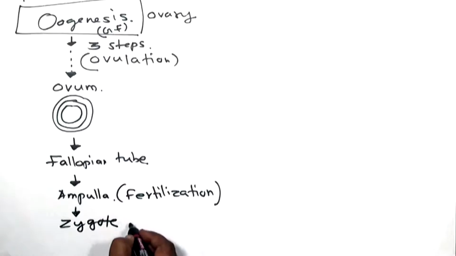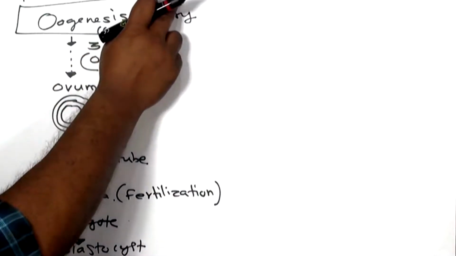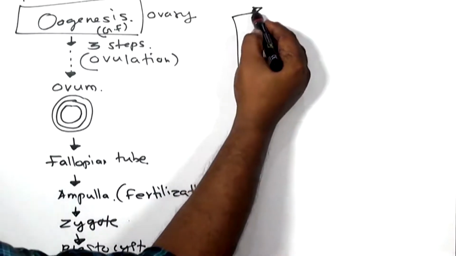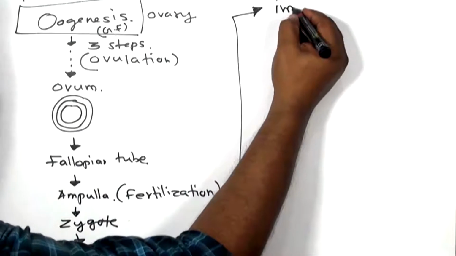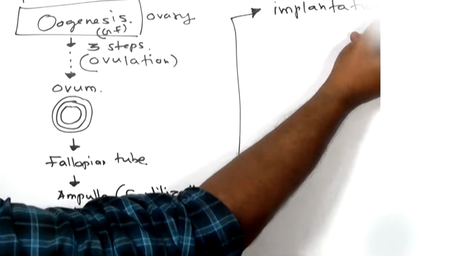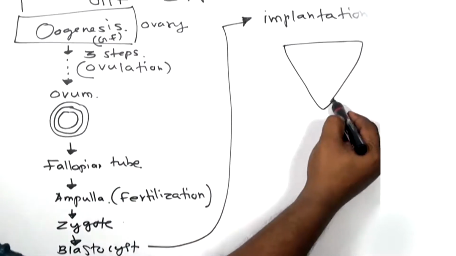The zygote undergoes mitotic division to form a blastocyst. After they form a blastocyst, we can call it a cleaved zygote. So now it is ready for implantation. That means it is entering the concept of implantation. Once it is trying to implant, that means inside the female part.